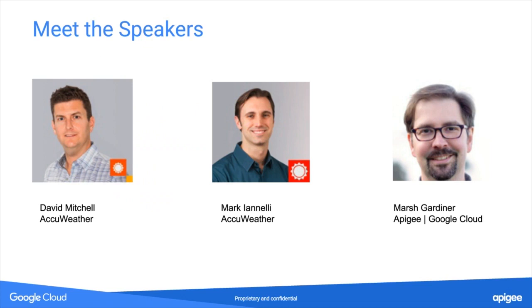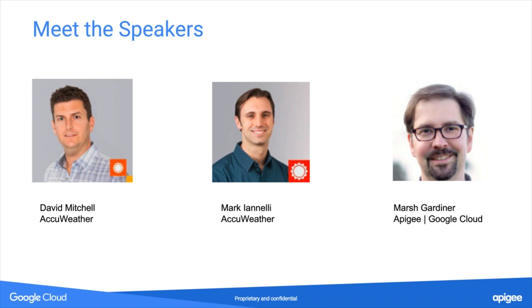My name is Mark Gardner. I'm a product manager at Apogee, now Google. I've been working on our open API tooling and developer portal and a bunch of other areas of Edge along the way for about the last 8 years. And I'm pleased to have with me today two folks from AccuWeather, David Mitchell and Mark Iannelli.